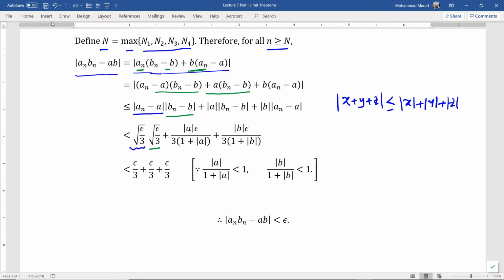And the quantity absolute value of b sub n minus b was also assumed to be smaller than epsilon over 3 times 1 plus absolute value of a. So we have the product. Similarly, the absolute value of a sub n minus a was assumed to be smaller than epsilon over 3 times the quantity 1 plus absolute value of b. So we have the product.